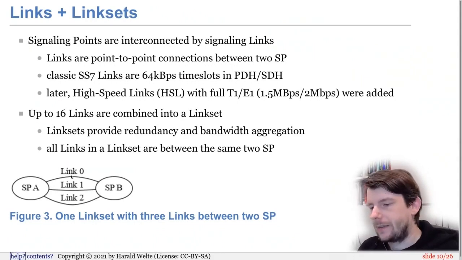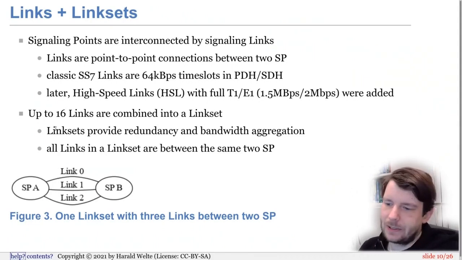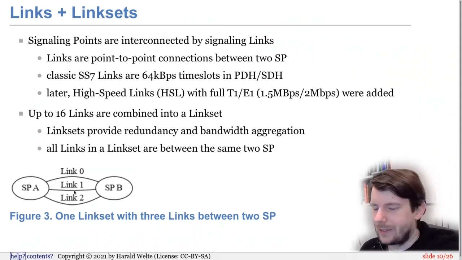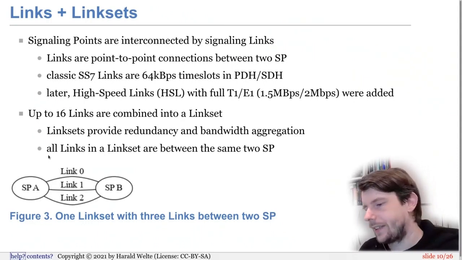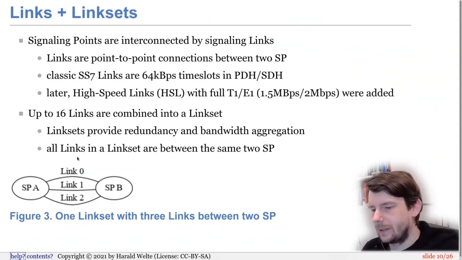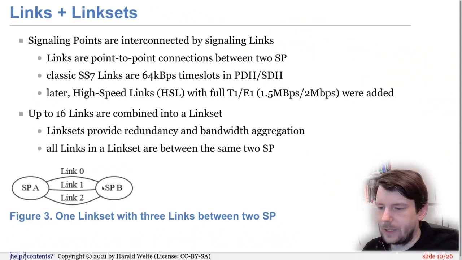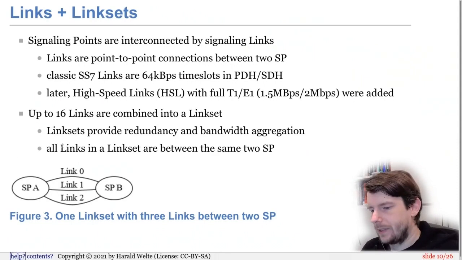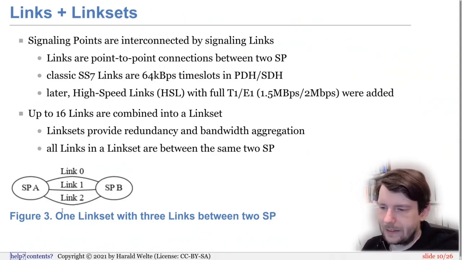Then you can aggregate multiple of those links into so-called link sets. And the reason for that is that you get redundancy between those links, and also bandwidth aggregation, if they're all up, of course, within a link set. And links of a link set are between two signaling points. So they must have the same two endpoints. And in this diagram, we see a signaling link set between signaling point A and B, consisting of 3 links in that link set.